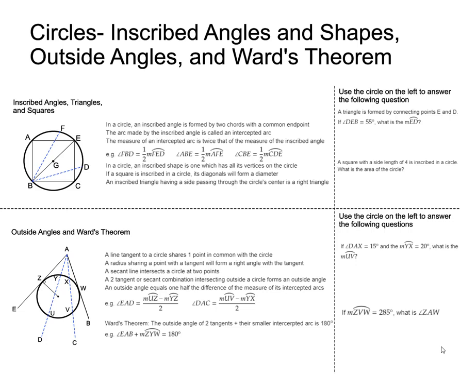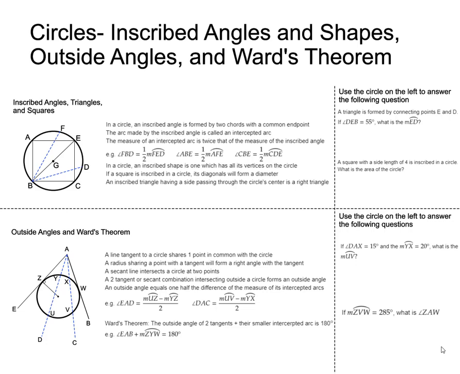If we look in the circle in the top left, we can identify several inscribed angles. Angle ABF, angle ABE, angle ABD, angle FBE, angle FBD, those are all inscribed angles. The arc made by the inscribed angle is called an intercepted arc. So for example, if we're looking at angle ABF, the intercepted arc is going to be arc AF.